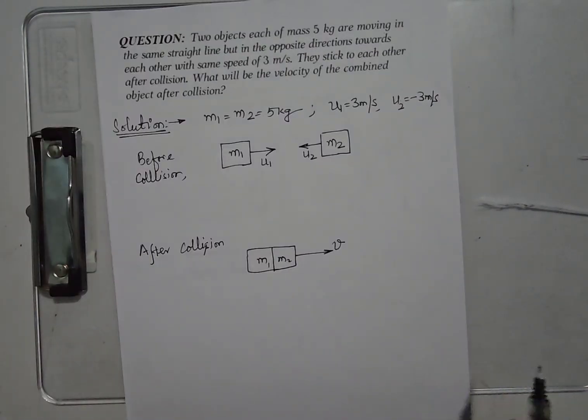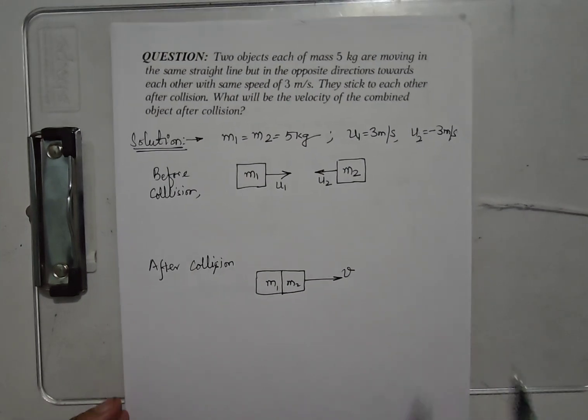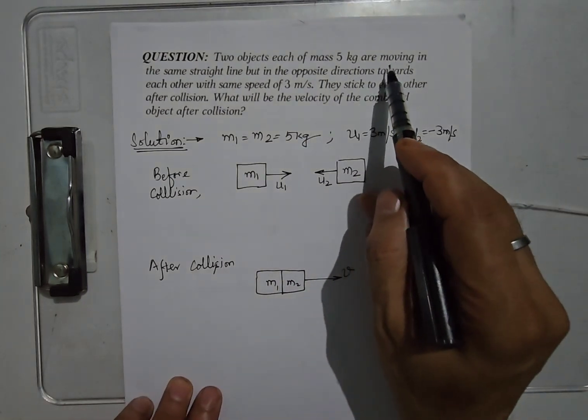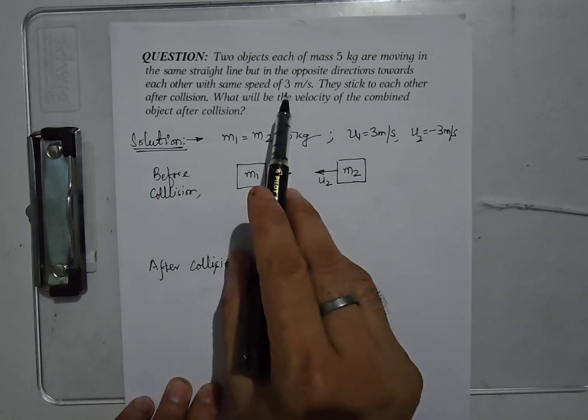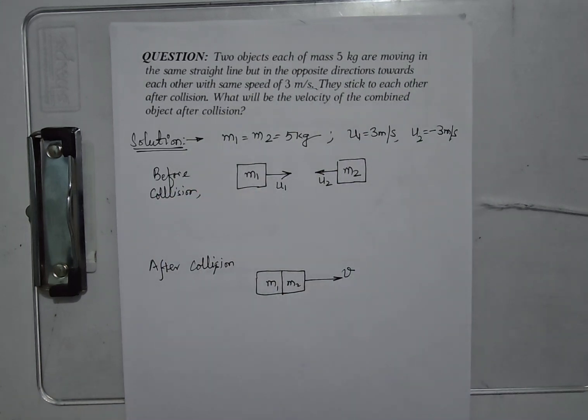Next question is, two objects each of mass 5 kg are moving in the same straight line but in opposite directions towards each other with the same speed of 3 meter per second. They stick to each other after collision. What will be the velocity of the combined object after collision? Right? Now how to solve this problem?